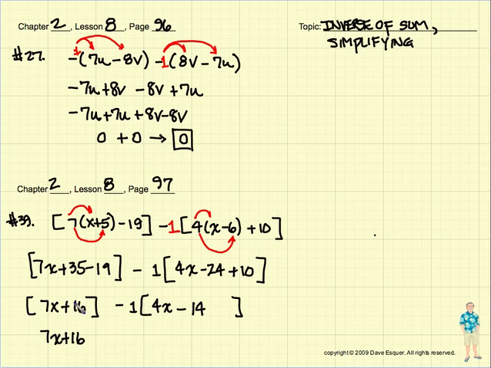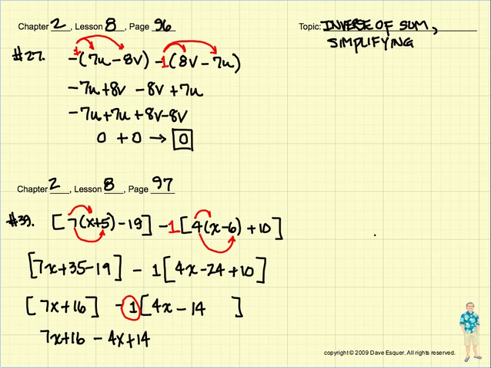Now we can get rid of the parentheses here because there's a plus in front, and that really doesn't do anything. Here's that -1. Let me just highlight that. At -1, so we're going to be flipping the sign of everything inside this parentheses. So this becomes a -4x. This -14 becomes a positive 14.